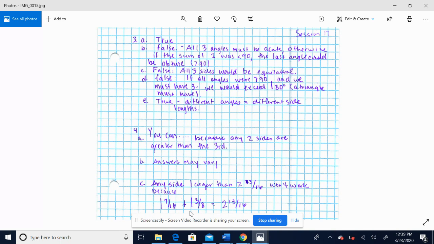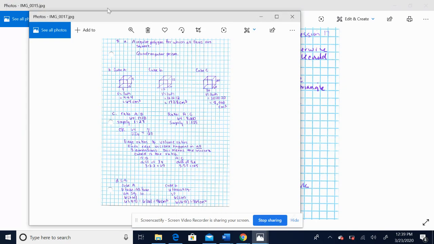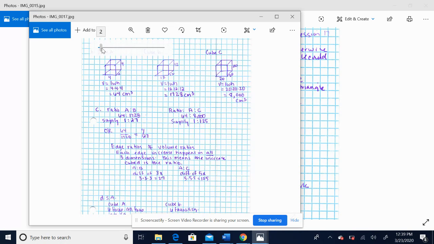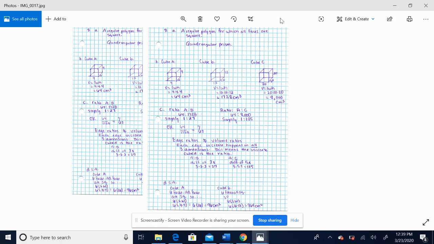So when we look at part C, what is the possible third length they can use so it won't create a triangle? Use it to show us why construction doesn't work. Any third side larger than 2 and 13/16 is not going to work because of the reasons that we have discussed. Okay, so if we move on to question 8, again, I'm going to zoom in just a little bit here so we can see this a little plainer. And I'm going to expand my screen.